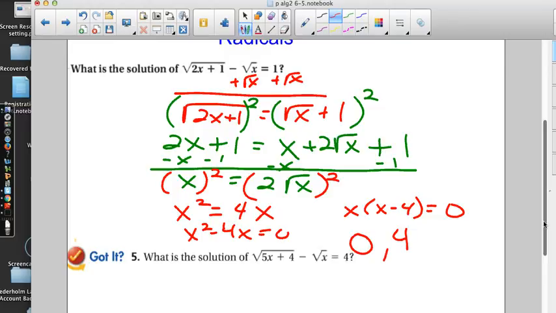Maybe they both work. Maybe just one works. Maybe neither one works. What would you put down if neither one of them works? Yeah, no solutions. But let's check and see. All right, back up to the top.